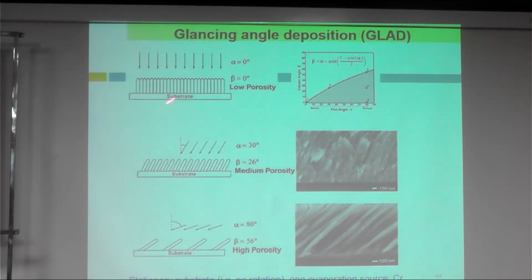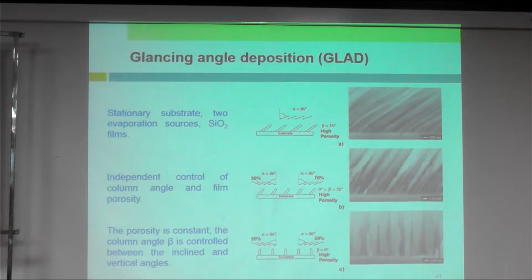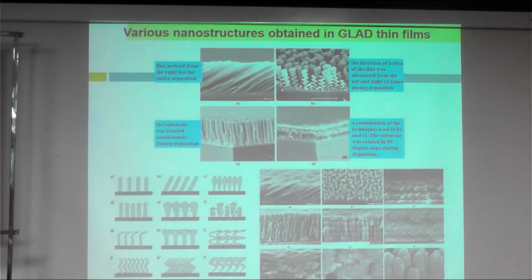This is in terms of the straight deposition on the substrate. If you make an angle, you can have this kind of crystal or structural deposition accordingly. And this is showing the various types of structures, if you try to deposit with certain parameters that can be controlled.